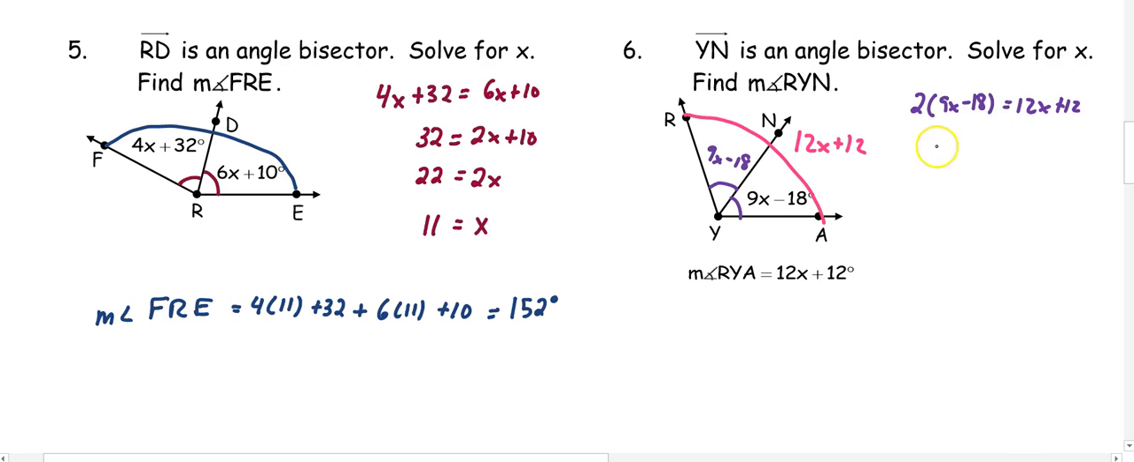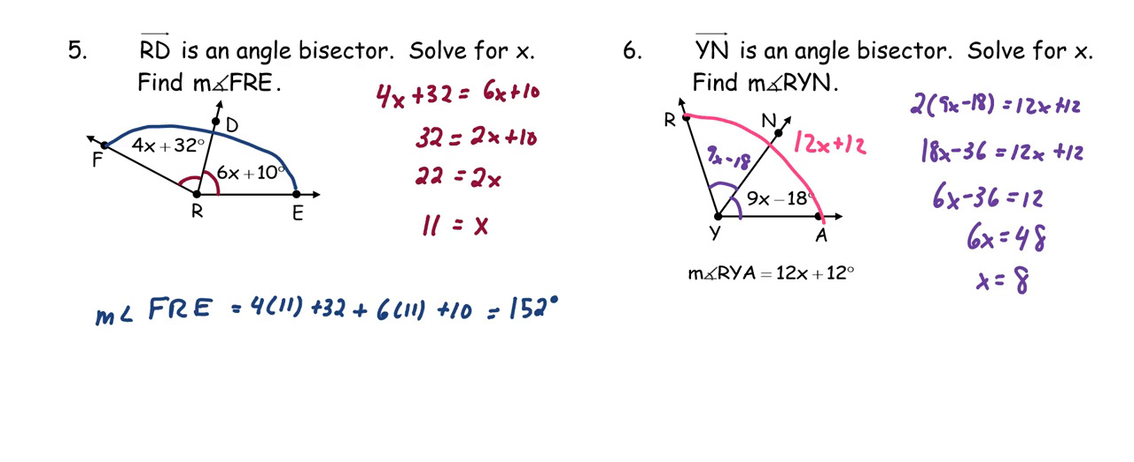So I'm going to distribute the 2. 18x minus 36 equals 12x plus 12. Subtract 12x from both sides. We get 6x minus 36 equals 12. Add 36 to both sides, so 6x equals 48. Divide, and we get x equals 8.